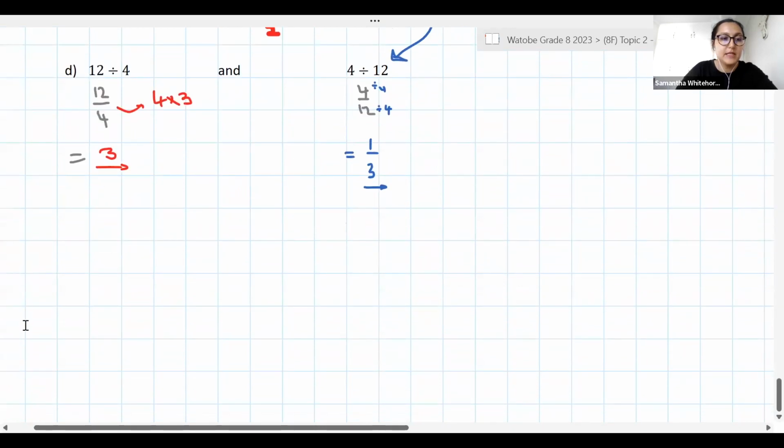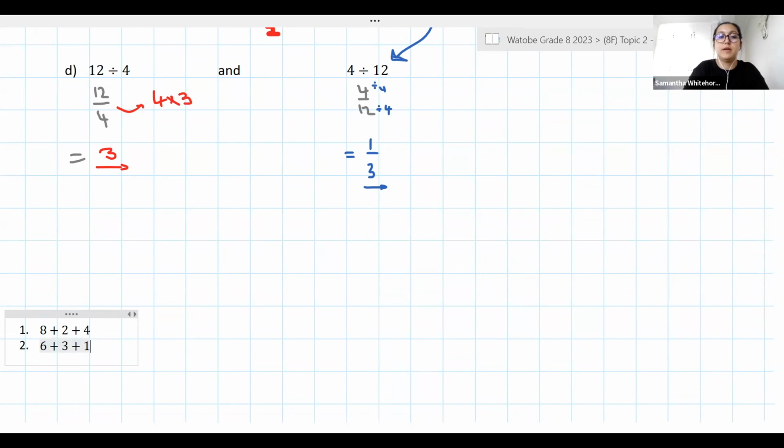Okay, and then to end us off, I'm going to give you 3 questions where I want you to add some numbers for me. Now, remember, it doesn't matter in which order you add numbers. You can do them in any order you want.